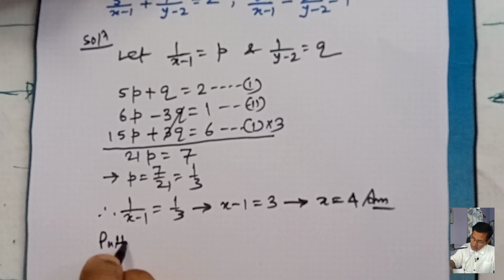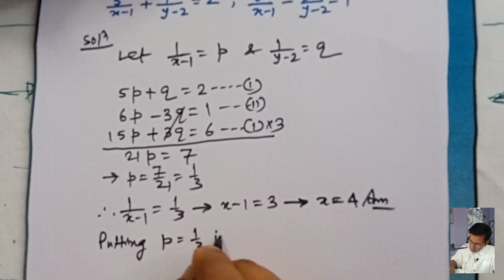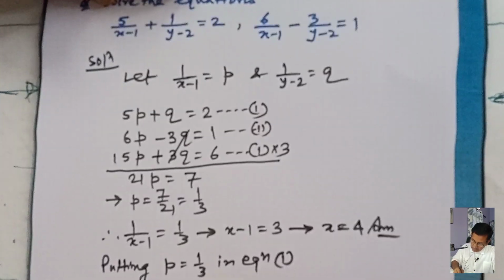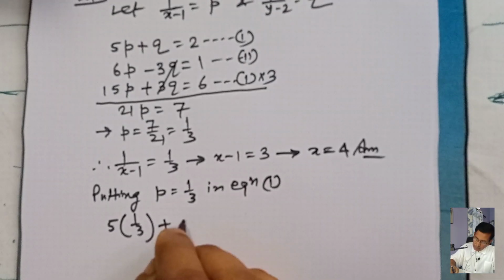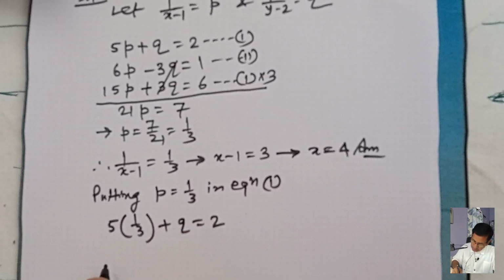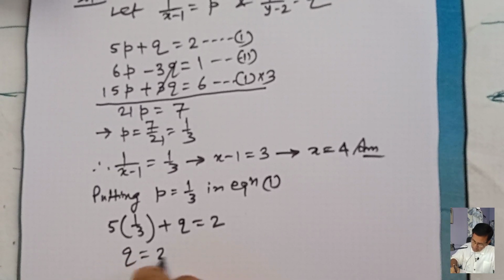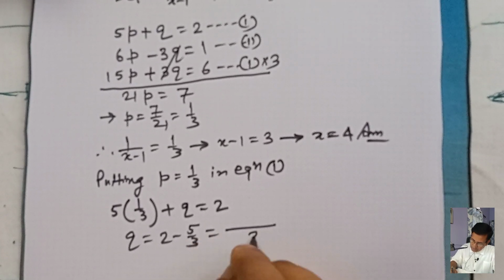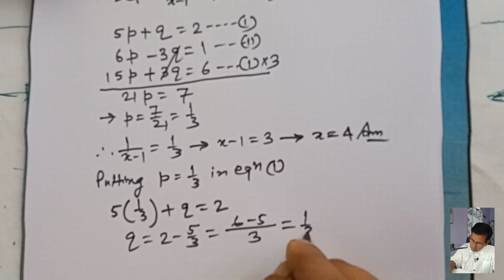Now putting p is equal to 1/3 in equation 1, 5 times 1/3 plus q is equal to 2. Q is equal to 2 minus 5 by 3 is equal to 6 minus 5 by 3 is equal to 1/3.